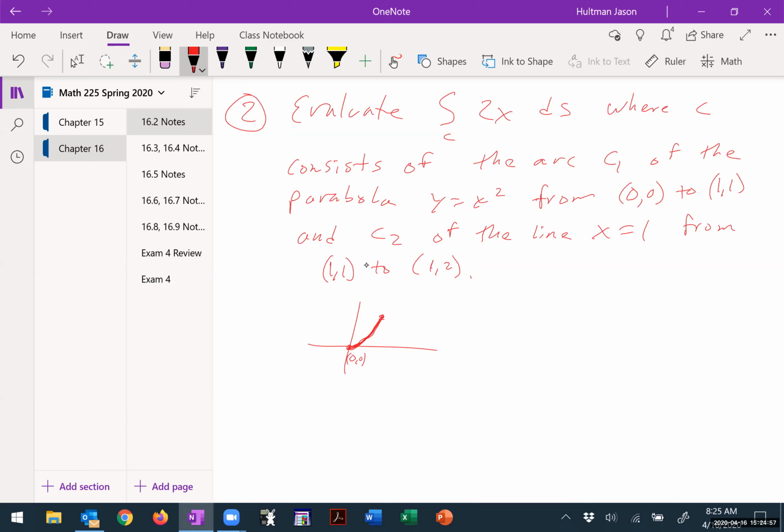And then what happens here is I go vertical, from 1, 1 to 1, 2. So this is 1, 1. That's 1, 2. It goes from 1, 1 to 1, 2. Boom. So we have a vertical line. This guy is my x squared. This guy is x equals 1.